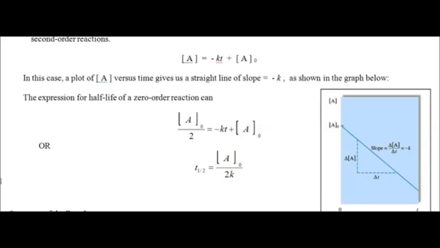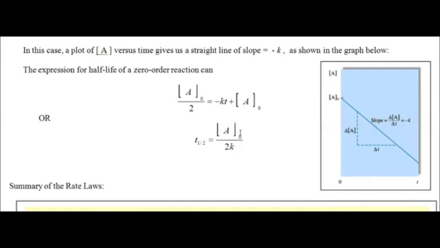So if you're wanting to find the half-life for a zero order reactant, the equation simply is stated: you take the initial concentration divided by 2, and that's equal to the negative kt plus the original concentration. In other words, just take the initial concentration divided by twice the rate constant k. You won't be doing any calculations with these, unfortunately. So, sorry about that, guys.